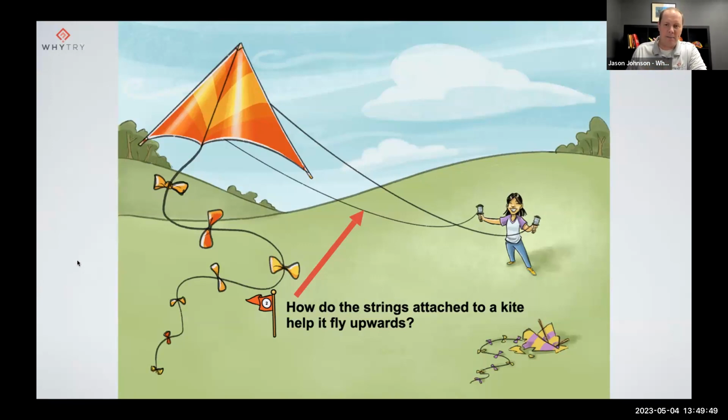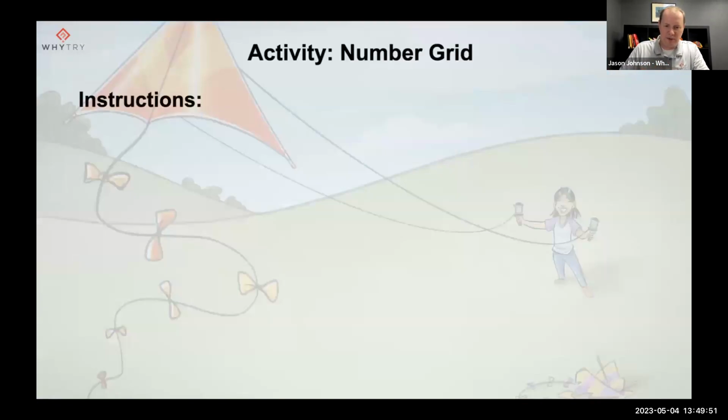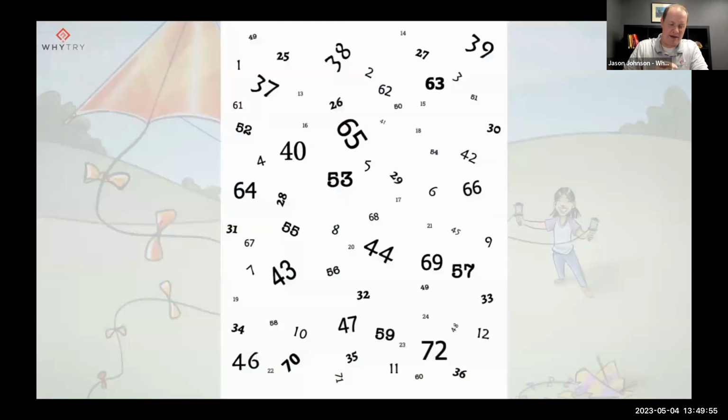Ready? Begin. Oh, false start. We're going to start it now. Ready, begin. My apologies if the numbers are a little bit small. If you do this in person, you'll print this out for your kiddos. For those that just joined us, we're asking you to find the numbers in order and see how high you can get in 45 seconds.